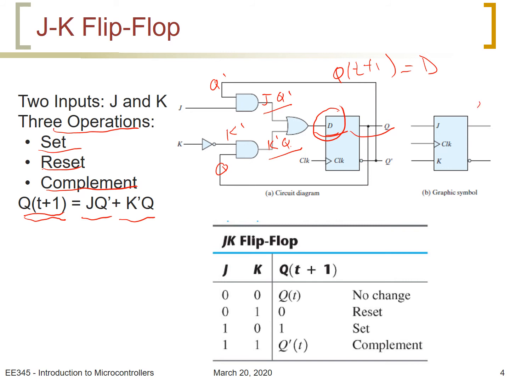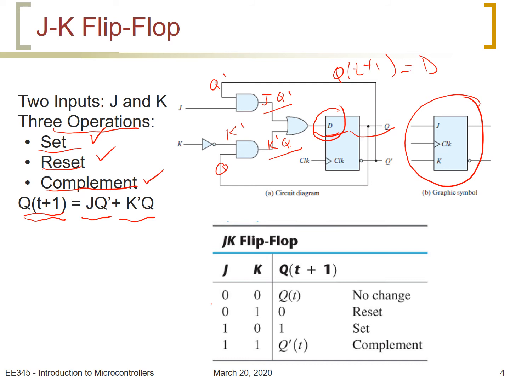And this is how we draw the symbol or the block diagram of the JK flip-flop. Let us see what the different things are that it does. It has three operations, as we said: set, reset, and complement. Let us look at the function table.